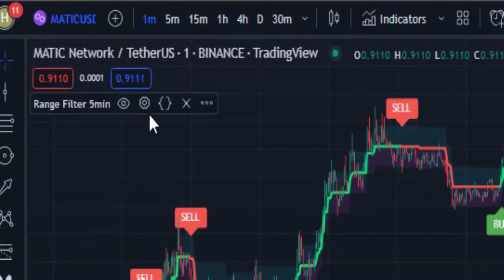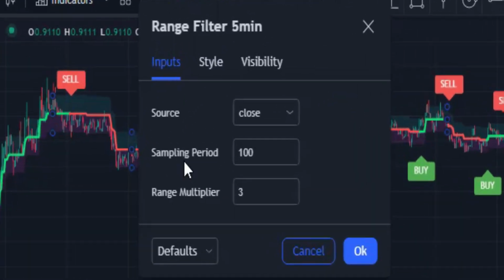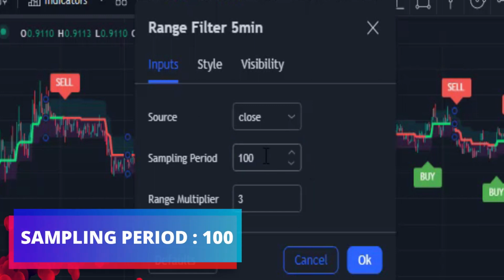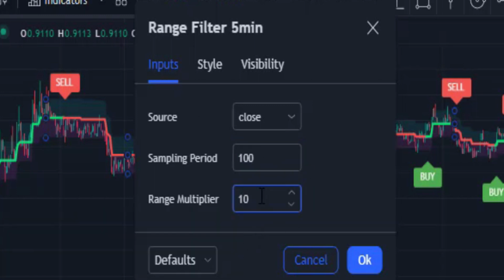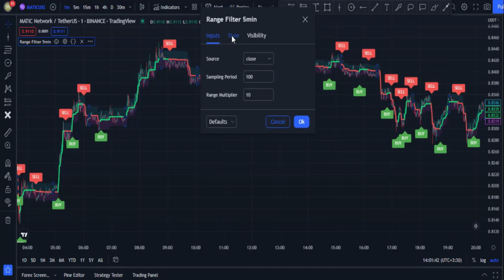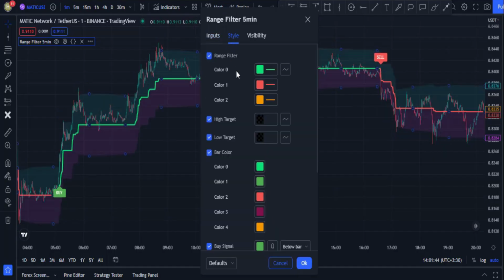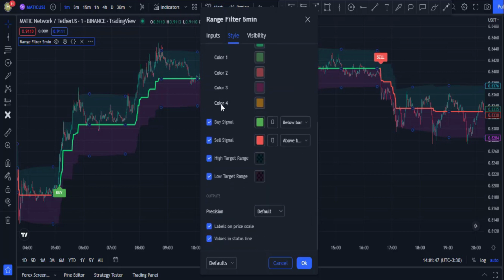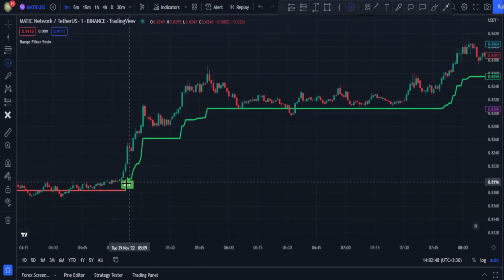For the next step, get access to its settings, and in the input section, the smoothing period should be set at 100. And then change the range multiplier to 10. Then in the style section, get rid of bar color, high target range, and low target range. Now we've done setting the range filter indicator.